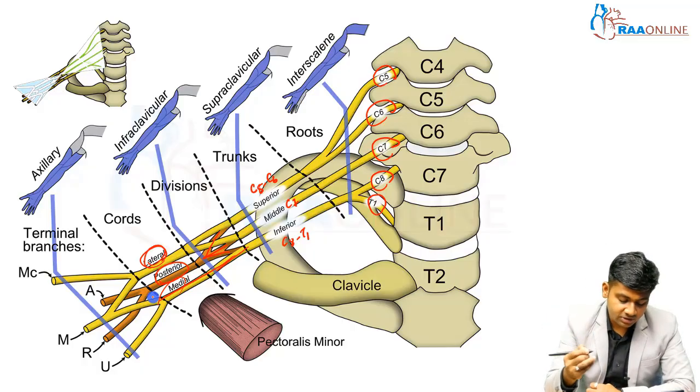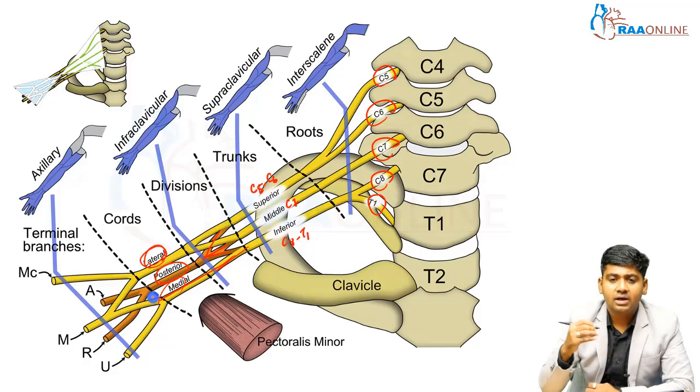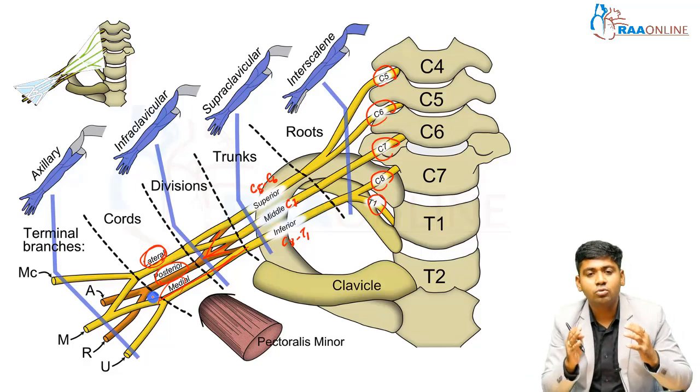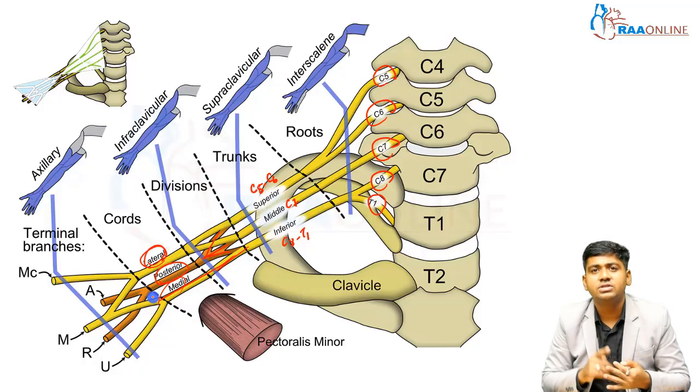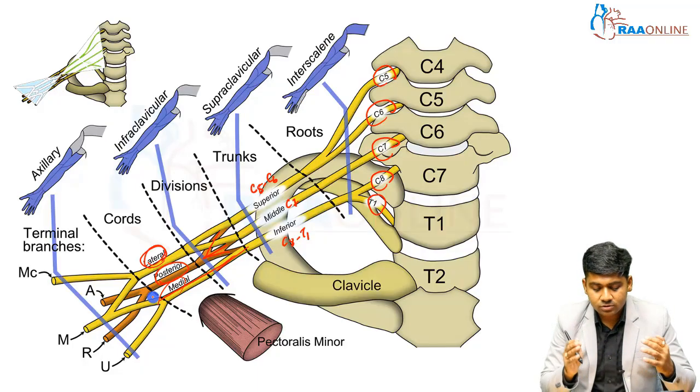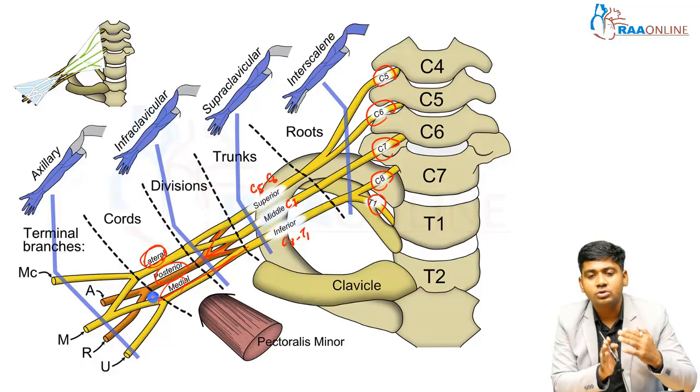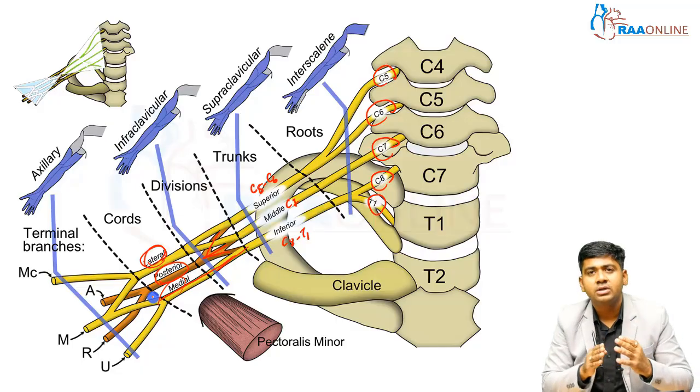Here you can see different branches of the different nerves. I am not going to discuss the branches in this slide. Rather, I am focusing on the roots, trunks, divisions and cords. So the roots are C5, C6, C7, C8 and T1. For the trunks, C5 and C6 form the superior trunk. C7 alone forms the middle trunk. C8 and T1 combine to form the inferior trunk.